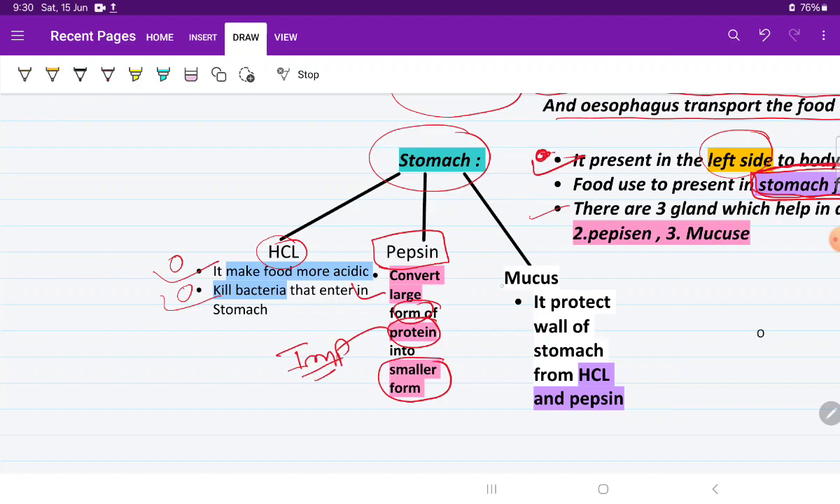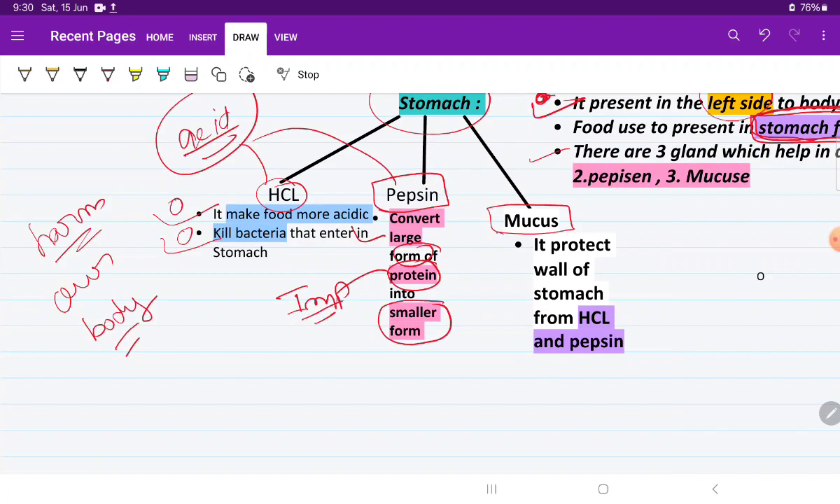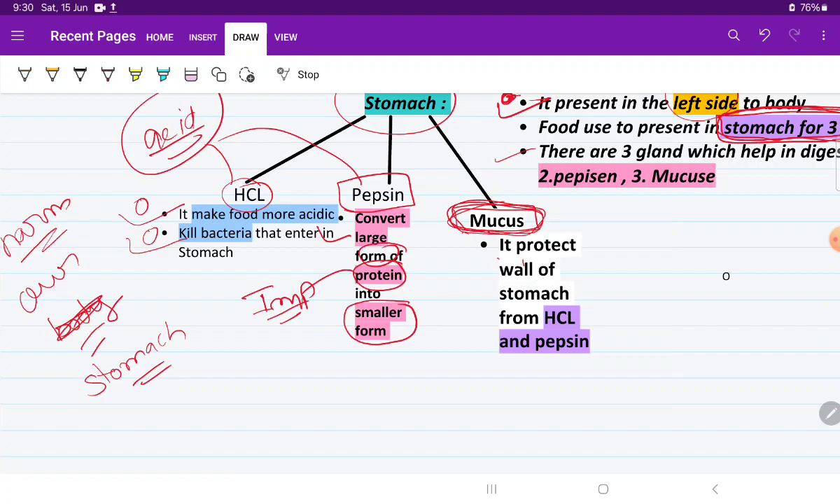Now let's see the work of mucus. As both acid and pepsin harm our stomach, there is a protective wall named mucus which protects the stomach from HCl and pepsin.